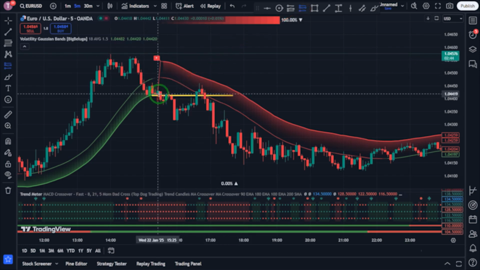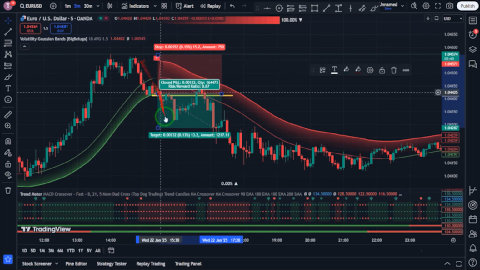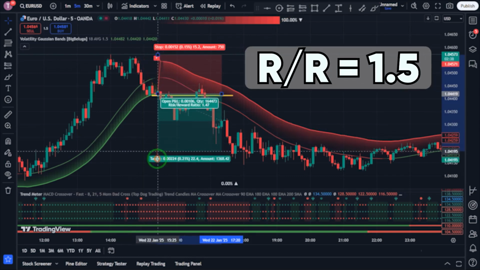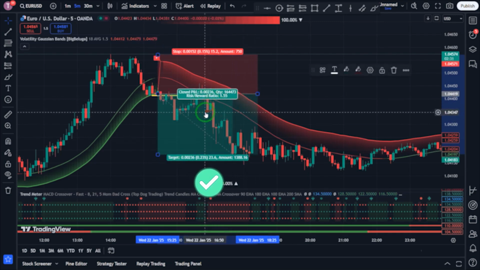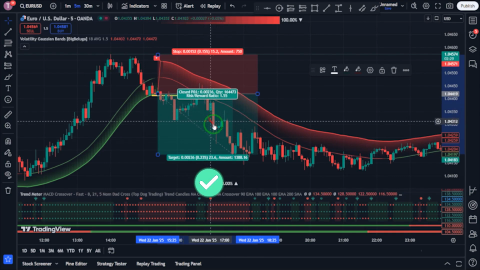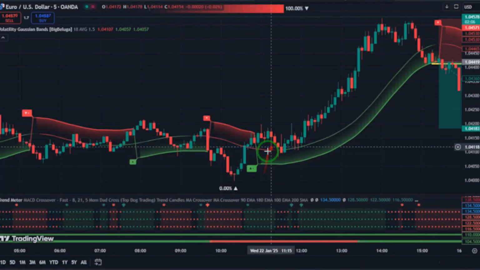Now you should set your stop loss a little above the last swing high, and for your take profit, it's enough to consider a risk to reward ratio of 1 to 1.5. Now, all you have to do is wait for the market to reach your take profit level and close the trade with a profit. For buy orders, you need to do the opposite of these steps.